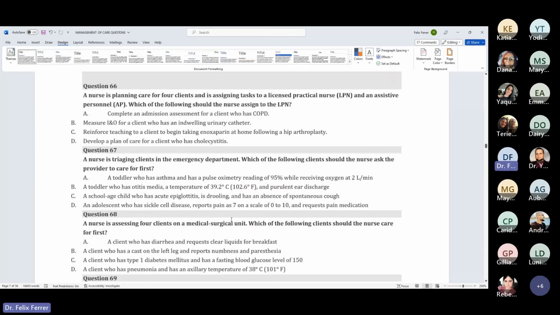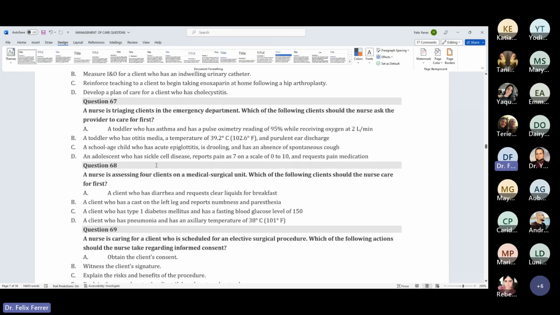A nurse is planning for 4 clients and assigning tasks to a licensed practical nurse. I'm sorry, an assistive personnel. Which of the following should the nurse assign to the LPN? C. Reinforce teaching always. They were initiated, but they always reinforce.